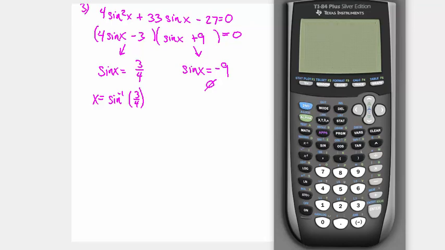Now I want to know what the sine inverse of 3/4 is. So I'll hit the second button and then the sine button for sine inverse. Then I want 3 divided by 4 as my input. Close parentheses. Hit enter. And let's take a look at what we have. 48.6. We'll round to the nearest tenth on these.